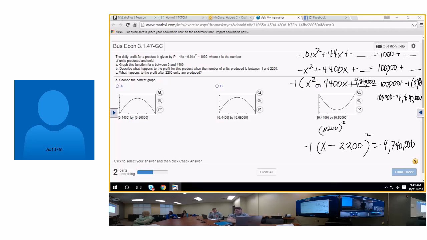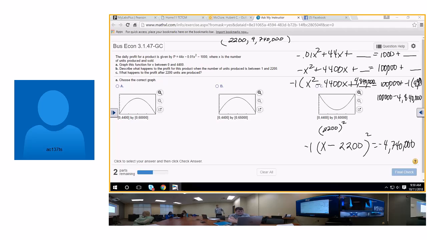So your vertex, somebody write your vertex down. Vertex is 2200, comma, 4,740,000. That's your vertex. So at 2,200 units, I don't even know what the question's asking. At 2,200 units, you're going to get a maximum of 4,740,000 something. I guess profit. I don't know if that's what it's asking. Yeah, profit. All right, so let's finish and find the x-intercepts, because that's probably what it's going to ask next.